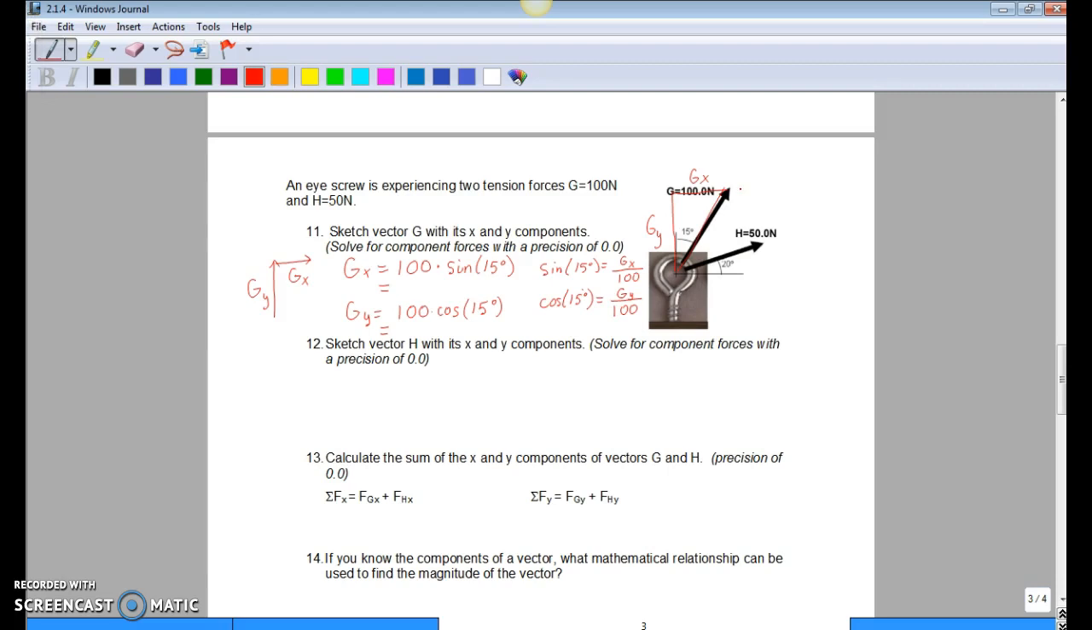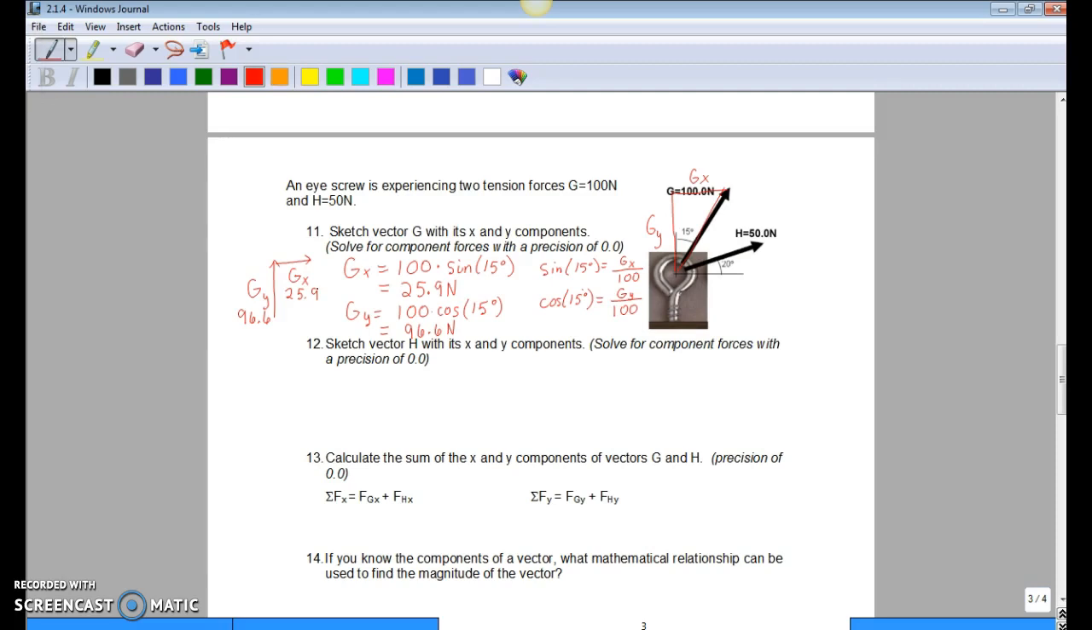So let's go back to that. G of x should be smaller, and it turns out to be 25.9 newtons. And G of y should be 96.6 newtons. There we go, that's better. And making all sorts of mistakes here. There we go. So 11 is solved.